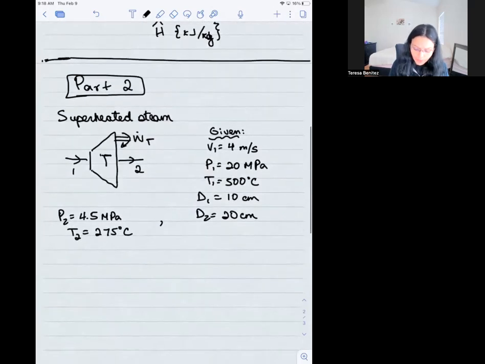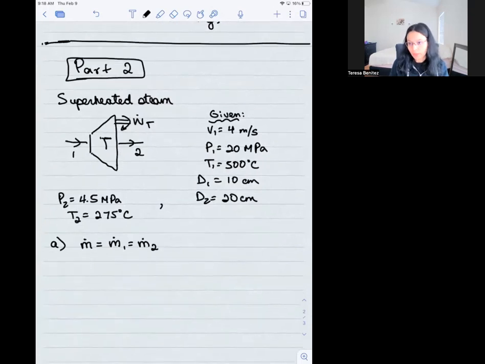Okay, so part A is asking you to find the mass flow rate, okay? Mass flow rate could be at the inlet or at the exit. They're the same. So I guess there's a hint here. We can find the mass flow rate at the inlet because we have enough information there, okay? This will be the area of the inlet times the velocity of the inlet, and that's the volumetric flow rate. And we divide this by specific volume.